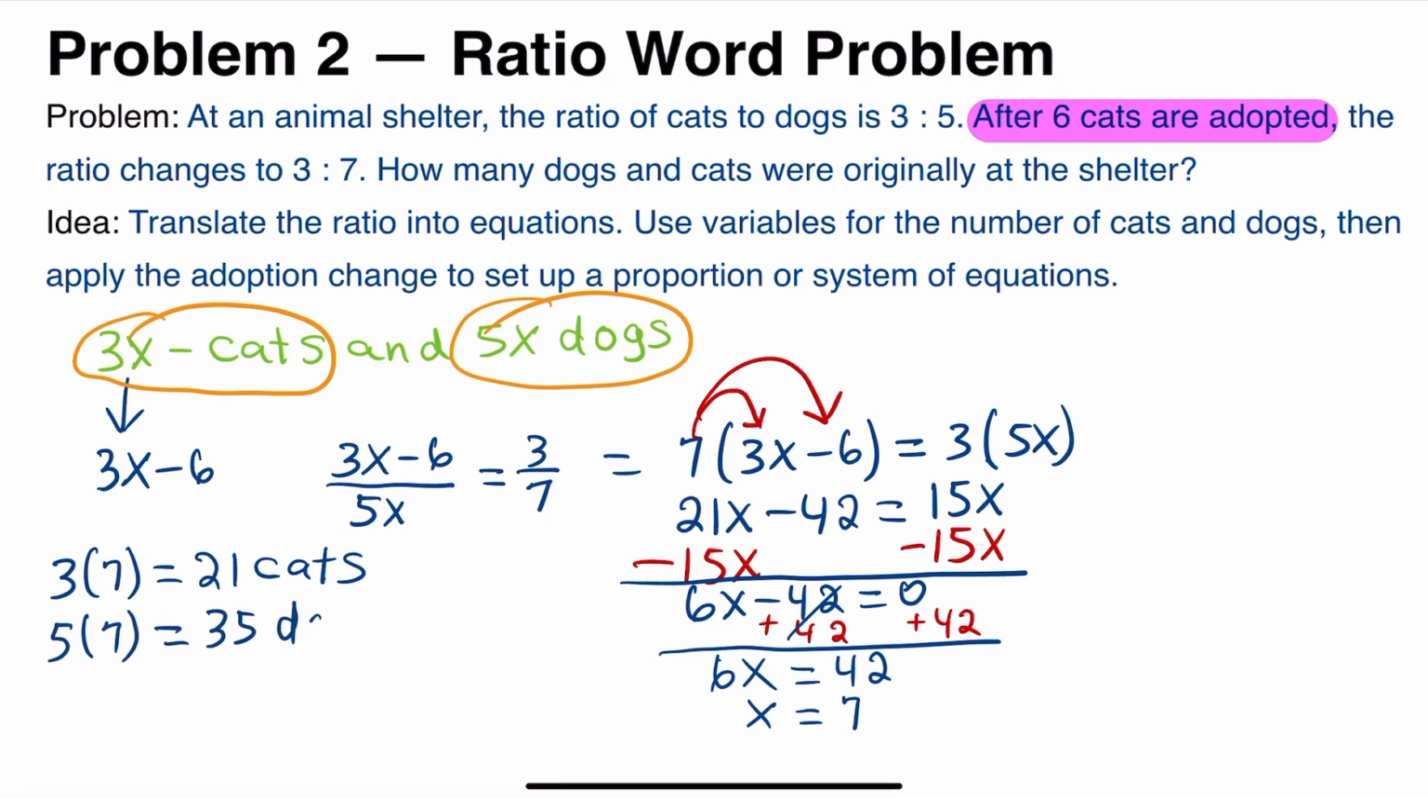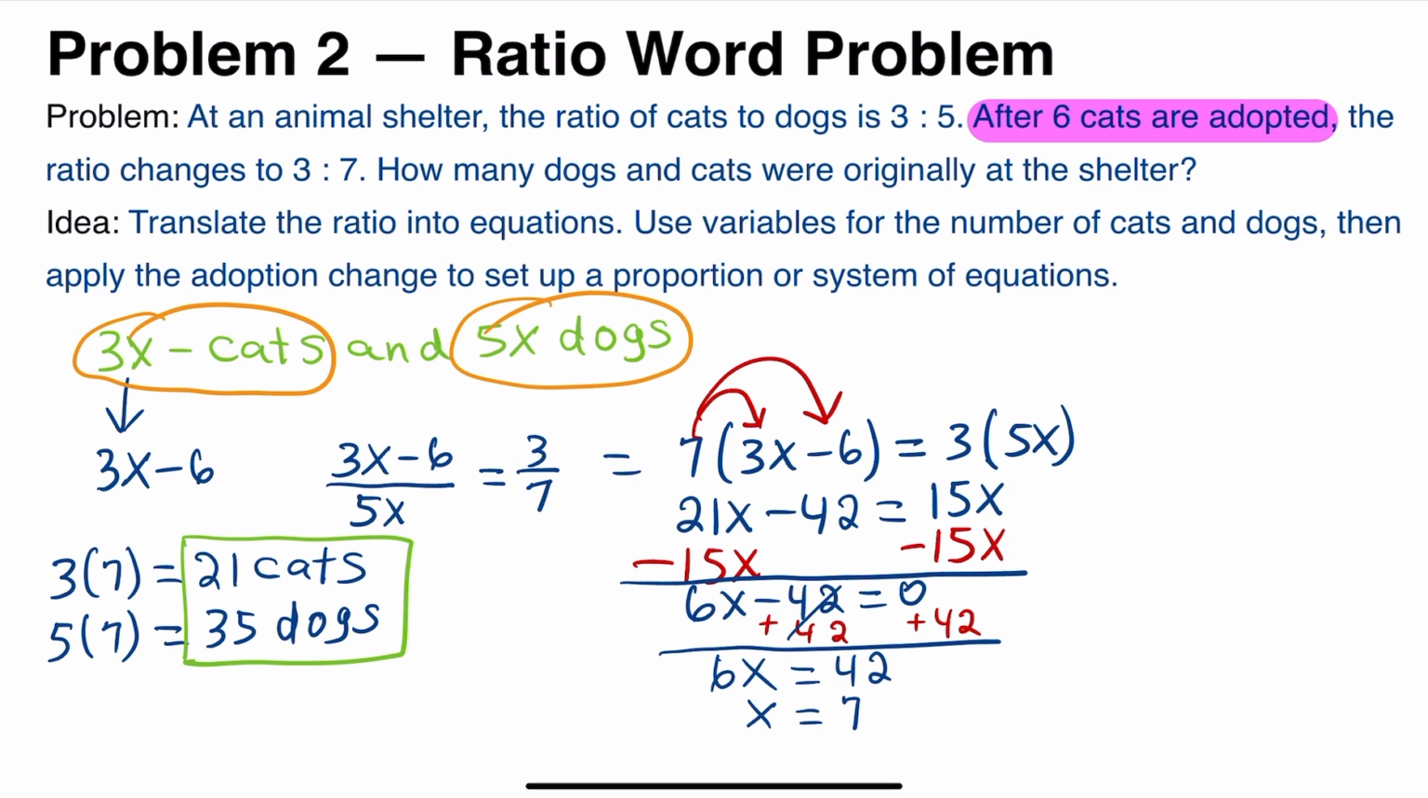And that makes sense, because after 6 cats were adopted, 21 minus 6 equals 15. So originally there were 21 cats and 35 dogs at the shelter.